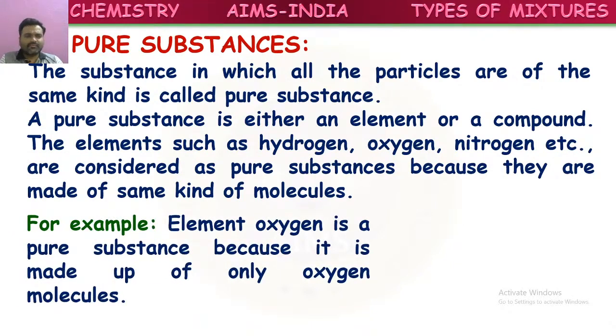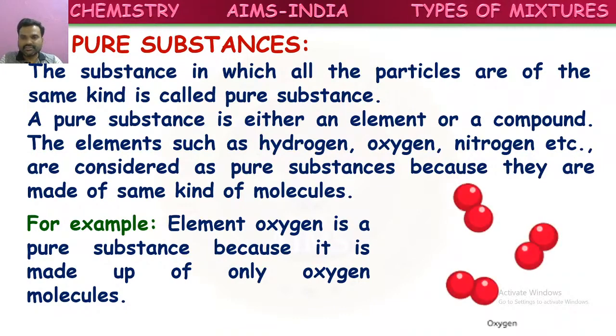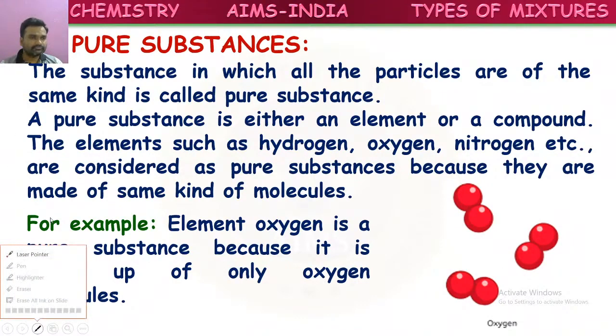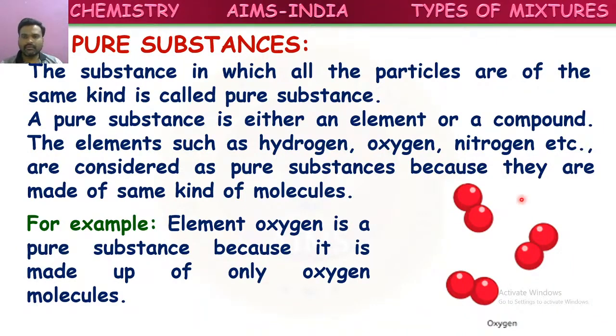One example is given here. For example, the element oxygen is a pure substance because it is made up of only oxygen molecules. Yes, here we can see oxygen molecules. We know an oxygen molecule is made up of oxygen atoms. Two atoms of oxygen combine to form an oxygen molecule. All the oxygen molecules contain the same kind of atoms in them, and this oxygen gas contains only one kind of molecules in it. They are O2 molecules. So it is a pure substance.